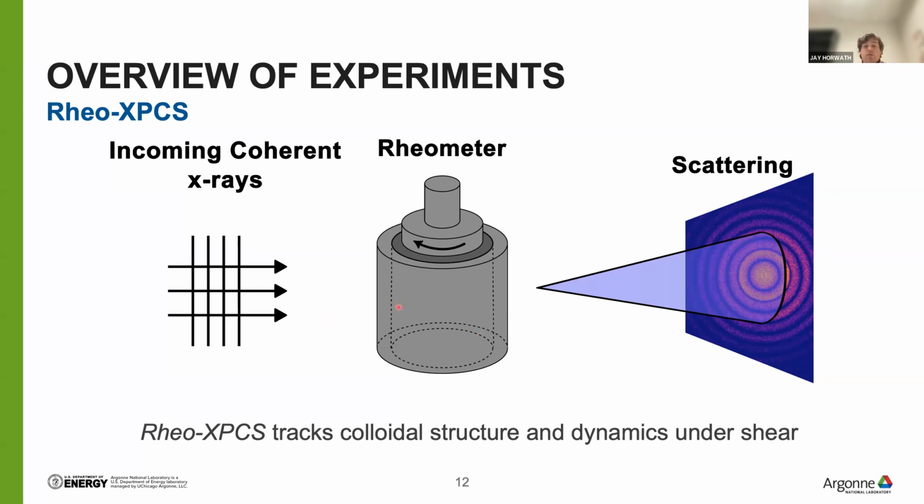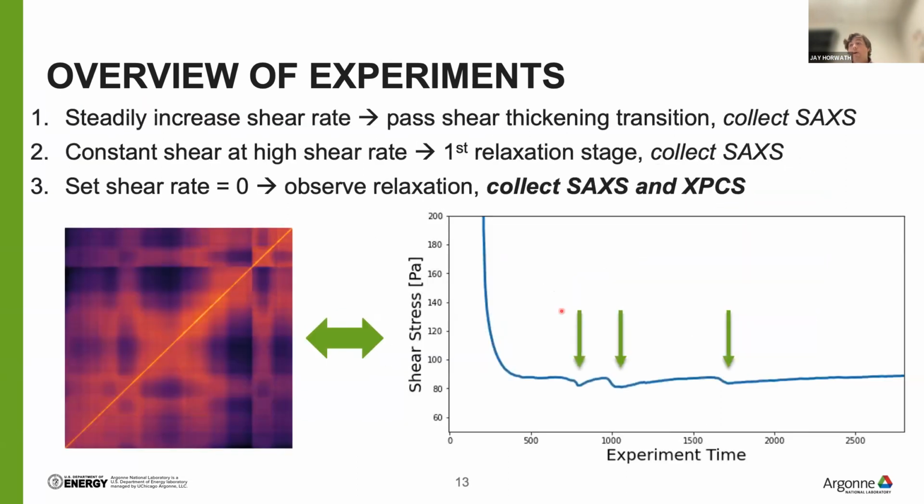We're scattering through an X-ray transparent rheometer so that we can actually track the dynamics and the structure, because we get SAXS at the same time while the material is under shear. To give a quick overview of how this works, we do our standard rheological protocol. We start shearing, we increase the shear rate to see how the viscosity changes and pass the shear thickening transition, all while collecting structural SAXS data.